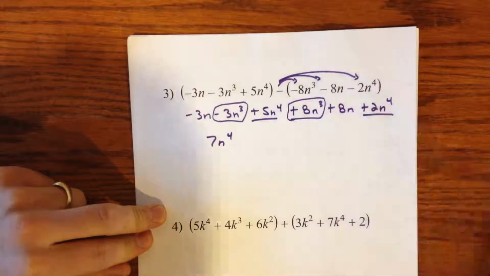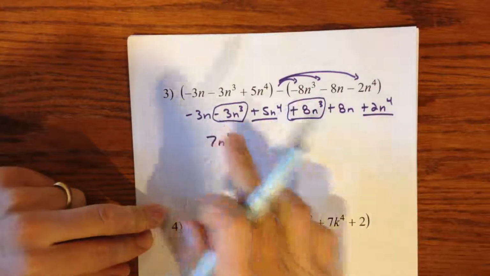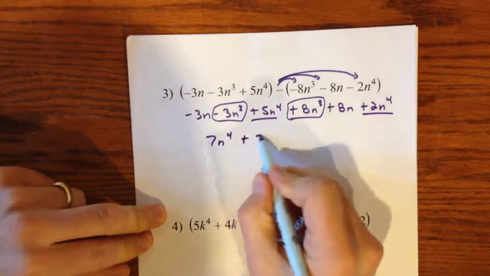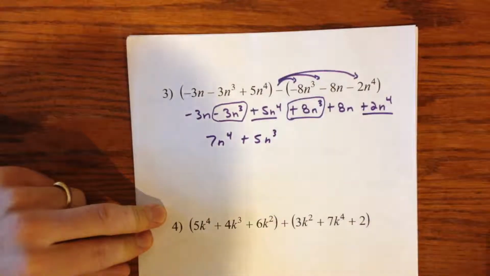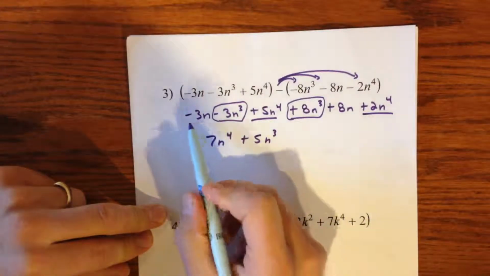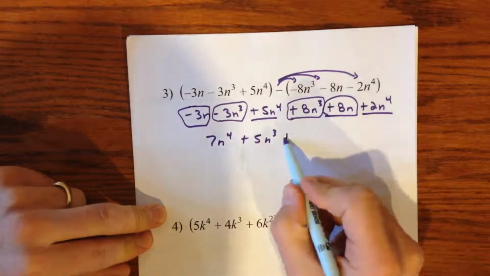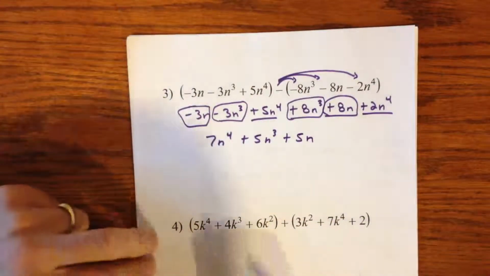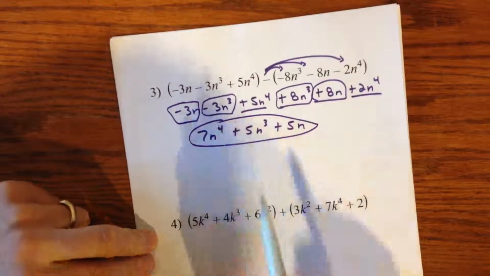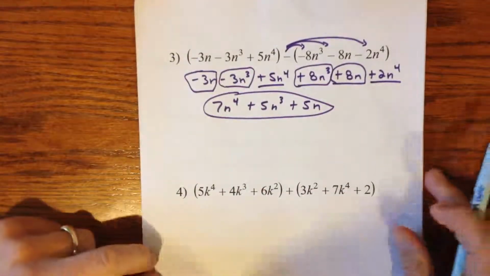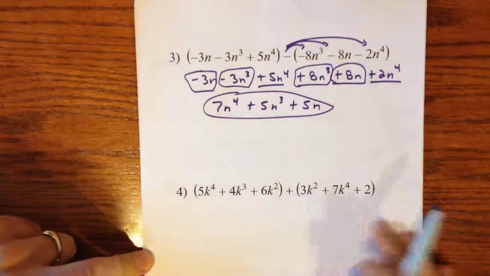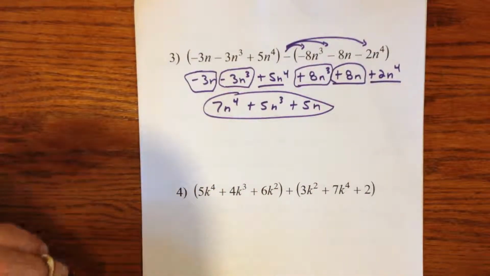Some of you guys do that, you put boxes around it. You have negative 3 plus 8, that's positive 5n cubed. And then these two make positive 5n. And we are done. Again, just a reminder, if you're going to add these two, you drop all of your parentheses and just add.